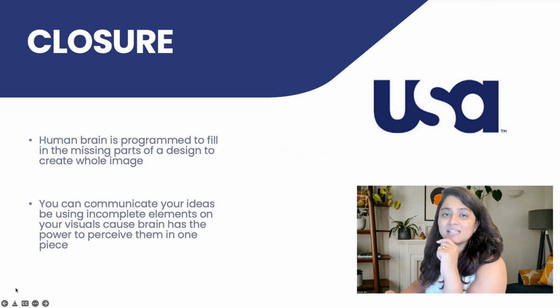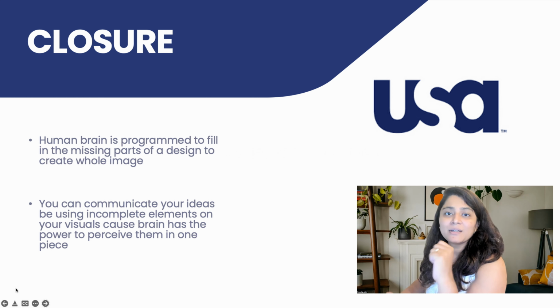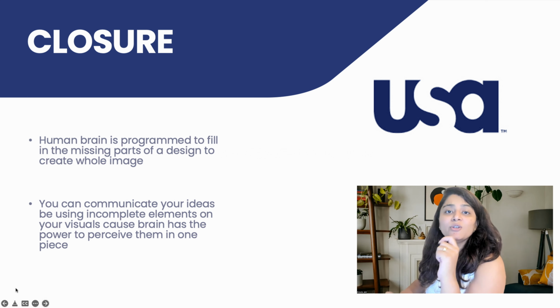Let's look at our first example here, which is of this symbol. I'm sure all of you can read U, S, and A. There is no formal S that's created. There are no boundaries around it, but you can still see USA. You can communicate your ideas to the person who's looking at your visual, even without creating hard boundaries around things. That's the beauty of this particular principle, that's closure.